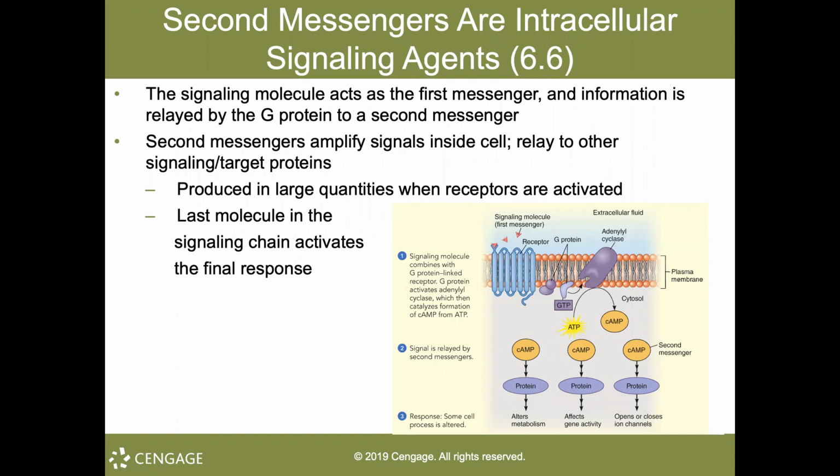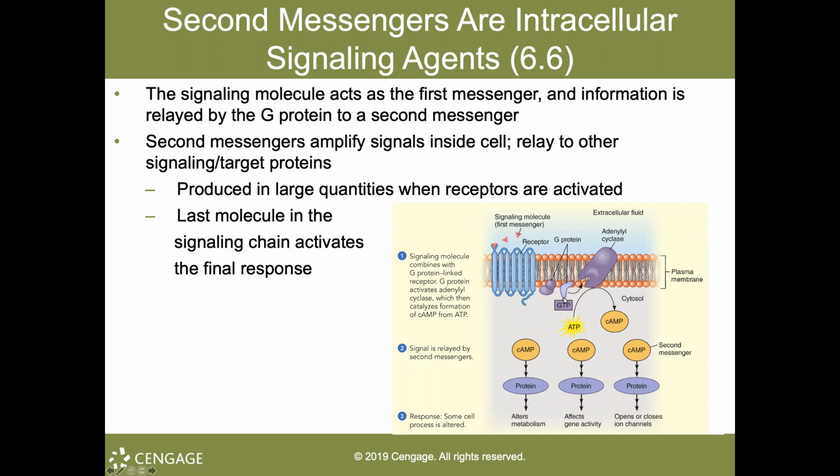So to start, again, we're focusing on the G protein coupled receptor. We've given an overview and talked about the signaling molecule that binds to it. That signaling molecule is known as a first messenger. When that first messenger binds to the receptor, it triggers a conformational change and allows the G protein to bind the intracellular portion of the receptor. And remember that GDP is exchanged for GTP in the G protein.